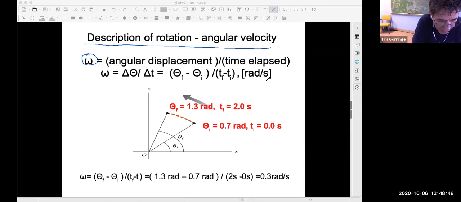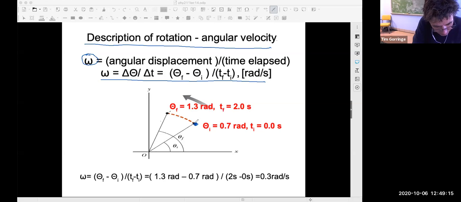I can write that as a formula if I like, it's handy: the angular velocity omega is delta theta, the angular displacement, divided by delta t, the elapsed time, where the angular displacement is the difference between your final and initial angular positions. The elapsed time is the difference between the final and initial times. I've tried to draw that on this little sketch down here.